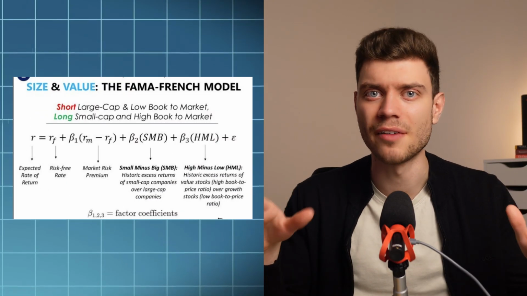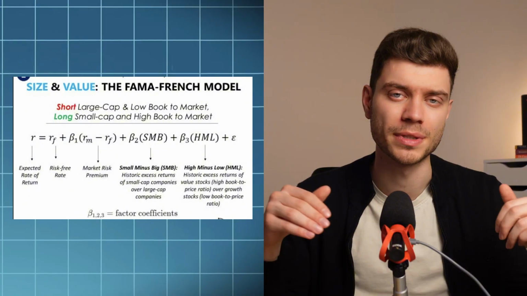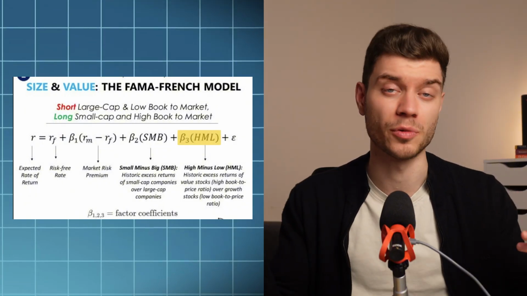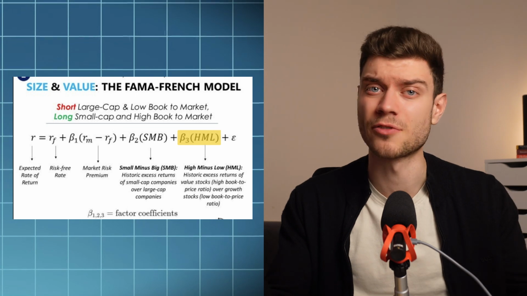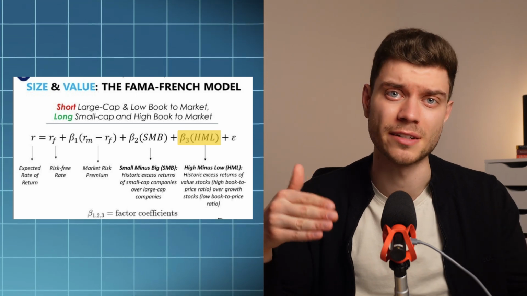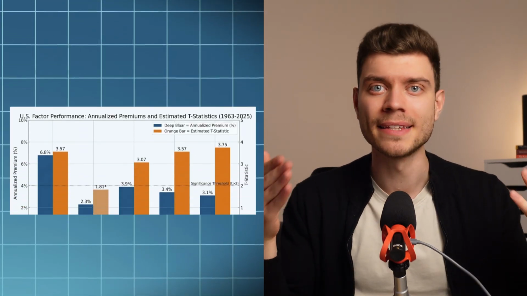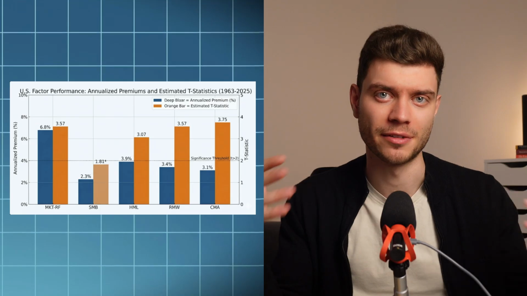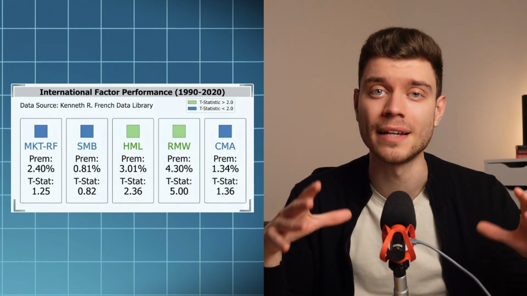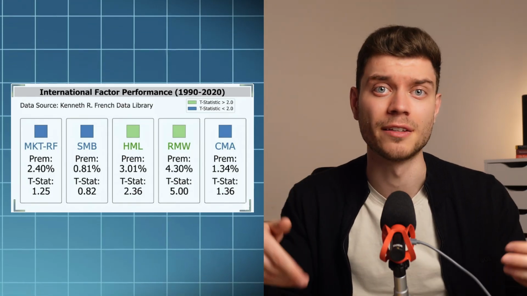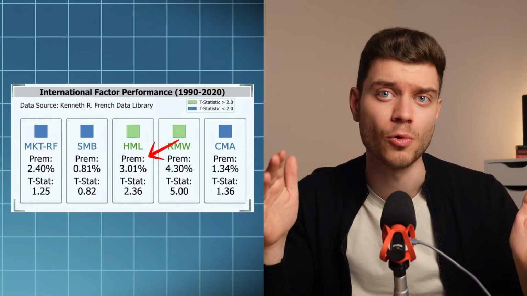Moving forward, the outperformance of the value factor is calculated by subtracting the average returns of all companies with high price-to-book ratio from those with low price-to-book ratio. Or said simply, returns from value stocks minus returns of growth stocks. From July 1963 through December 2025, in the US, the value premium was 3.9%, and in international markets from 1990 to 2020, the value premium has been 3.01%.